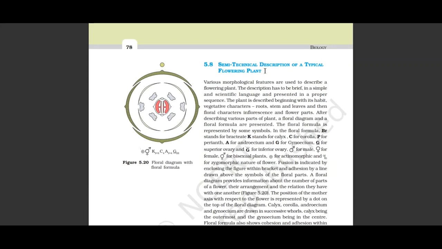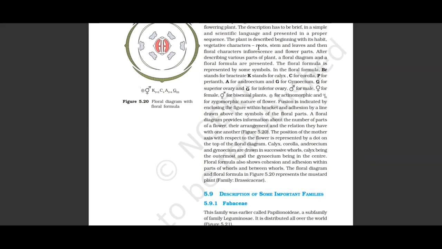Let us discuss the semi-technical description of a typical flowering plant. Various morphological features are present to describe a flowering plant. The description has to be brief, in simple and scientific language, and presented in a proper sequence. The plant is described beginning with its habit, vegetative characters, root, stem, and leaves, then floral characters, inflorescence, and flower parts. After describing various parts of a plant, a floral diagram and a floral formula are presented.